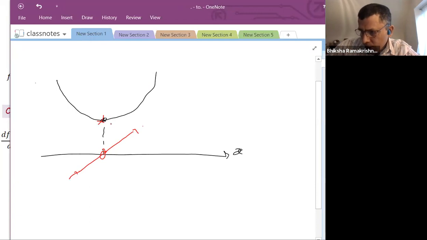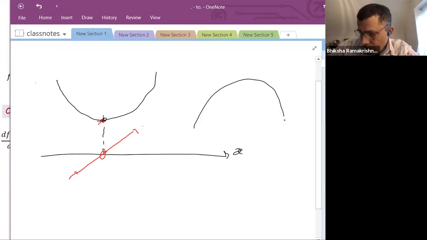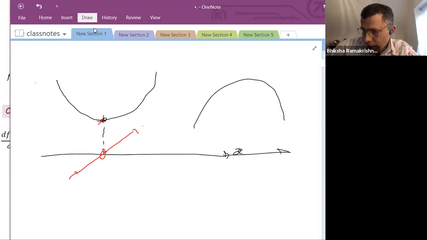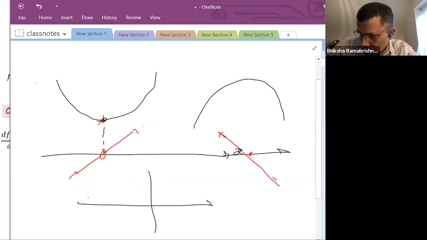If I have a function which looks like this one, then the derivative is going to be positive out here. It's going to be 0 here. It's going to be negative out here. So the derivative will go from positive to negative. What about if I have a function which looks like this? Like this.